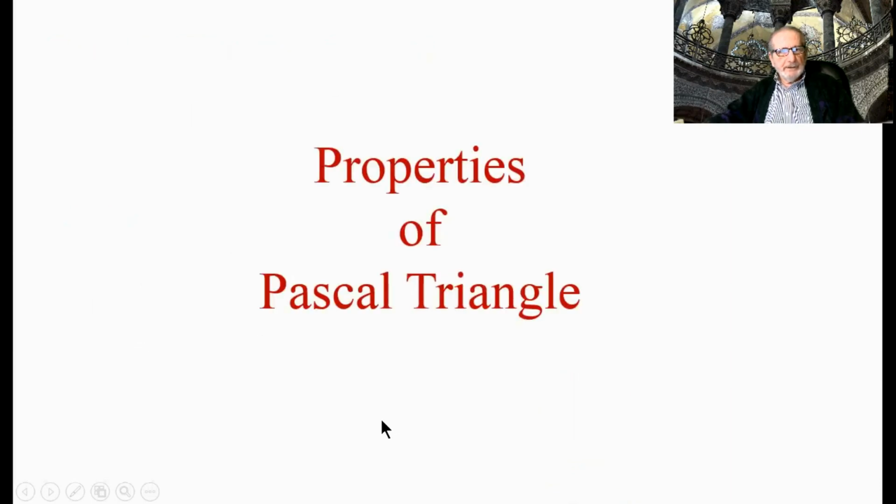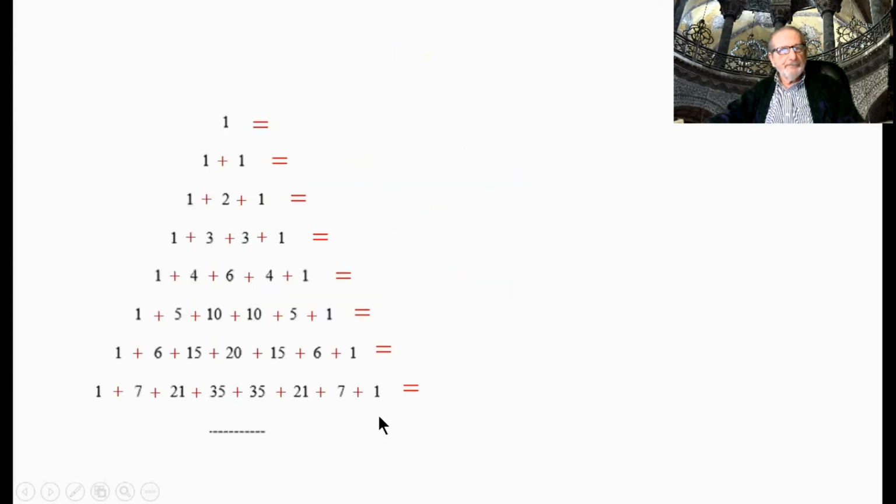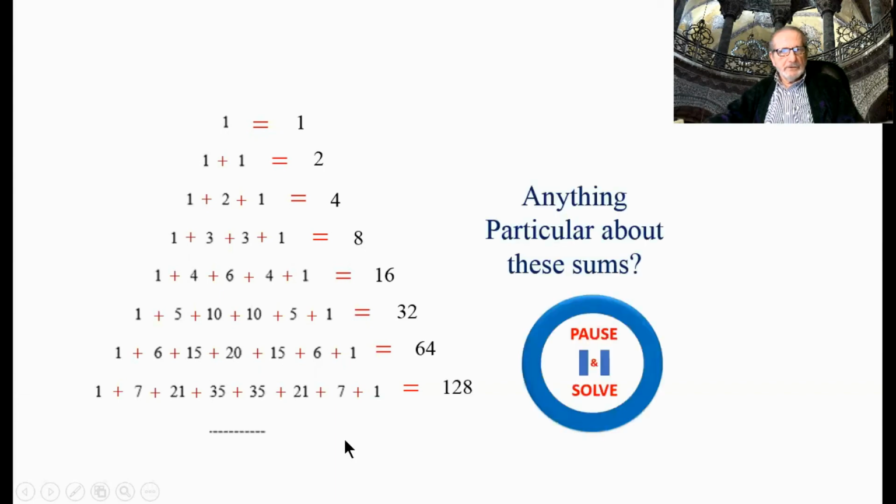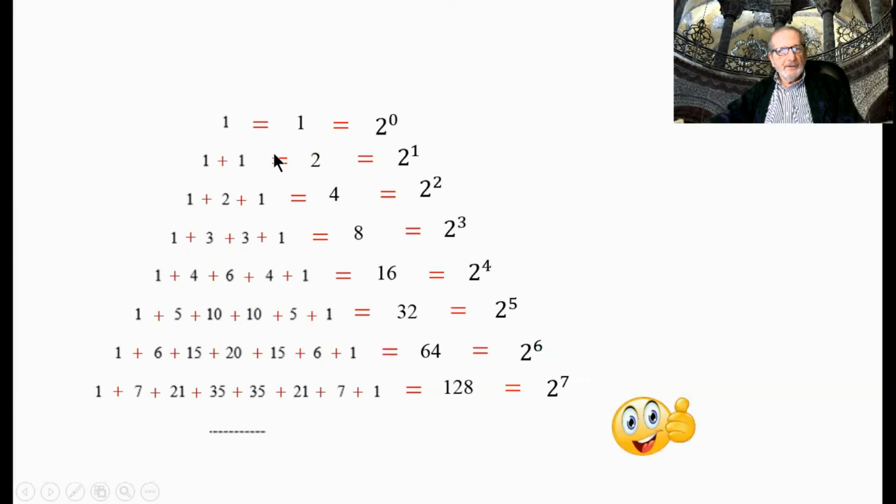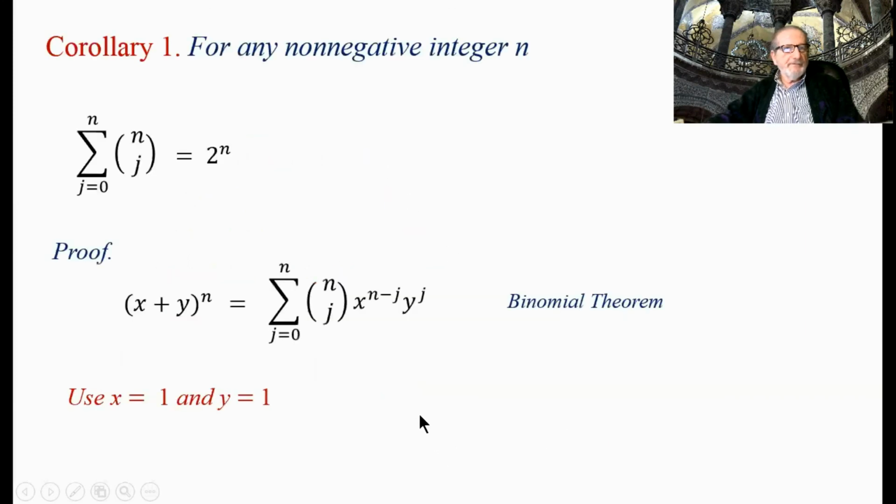We conclude with a couple of properties of Pascal's triangle. First of all, look at this. I'm adding now these terms. I get 1, get 2, 4, add this here, you get 8, add this here, 16. So anything particular about these sums? This is easy. Those are powers of 2. And therefore, the first property here, for any non-negative integer n, the summation from j equals 0 up to n of n choose j is equal to 2 to the power n.